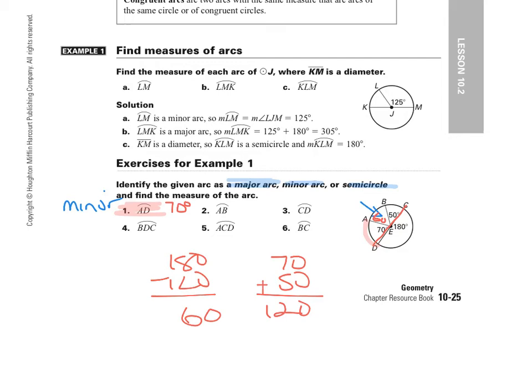So let's say I wanted to find arc measure ABC. I would add 60 plus 50 and get 110. So again, treat it like a puzzle, fill in the missing pieces. You'll be adding and subtracting to do that. Yes?